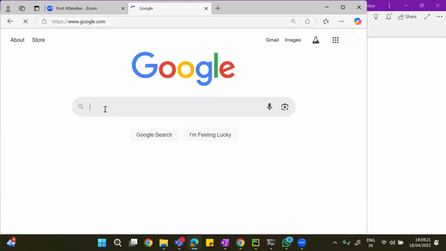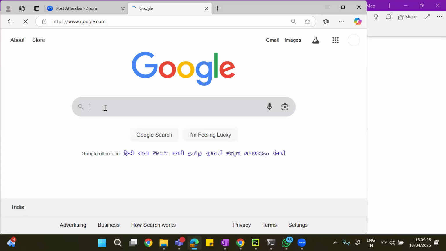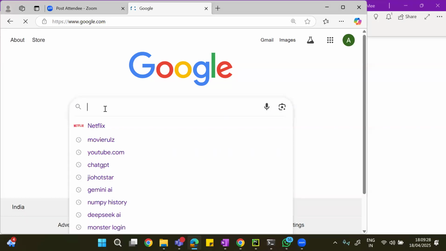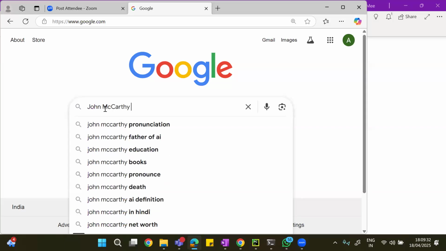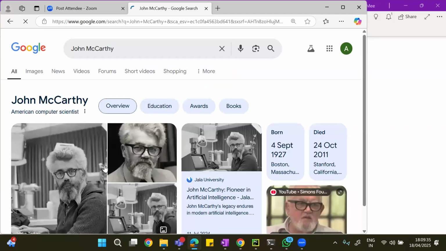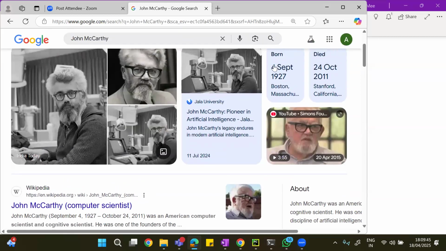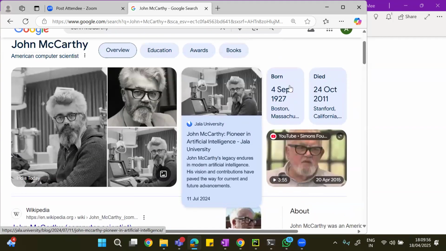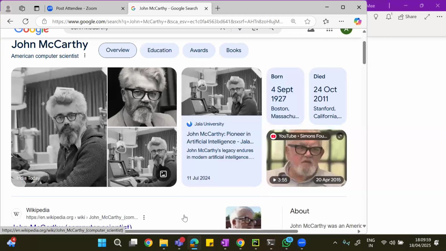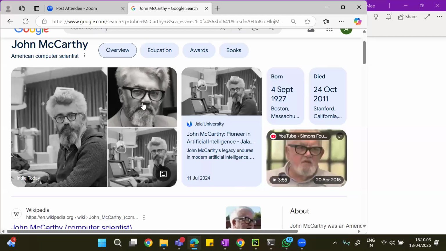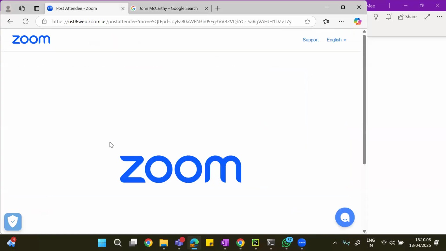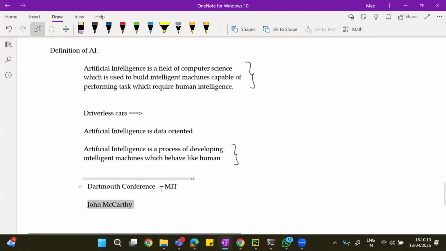Now here, John McCarthy. He is the gentleman over here. The John McCarthy, he is the guy. He expired in 2011. Here you can see it. His birth is 1927 and he expired in 2011. Now, he is no more. Almost 85 years he was there. And he is the guy who actually came up with the term called artificial intelligence.